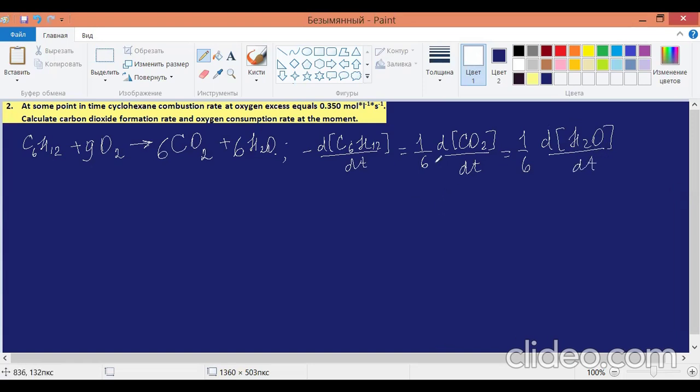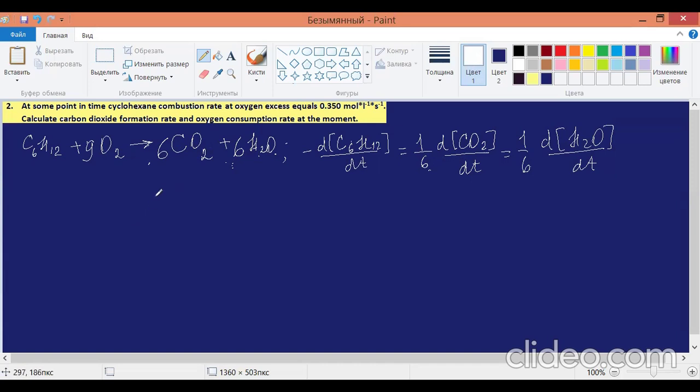So where did I get these coefficients from? From the coefficients taken from the reaction. They always go to the denominator. I have put down the minus because this substance is a reagent. And here we've got positive signs because these two are the products of the reaction.